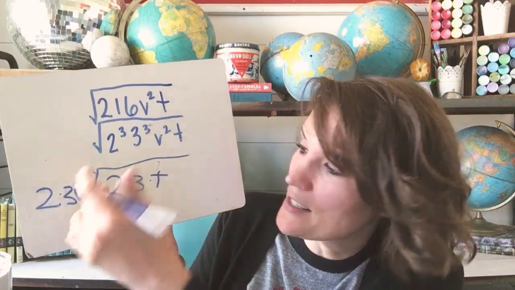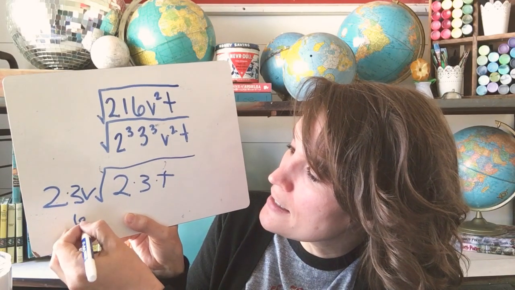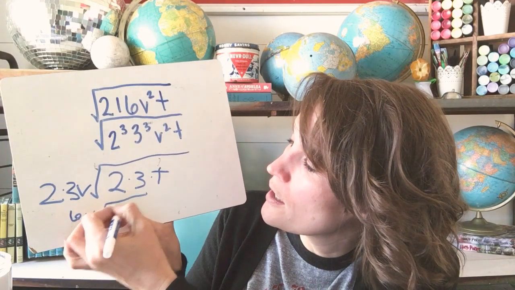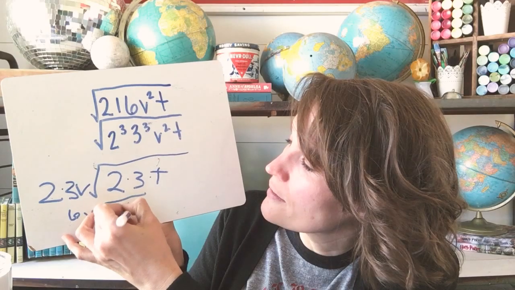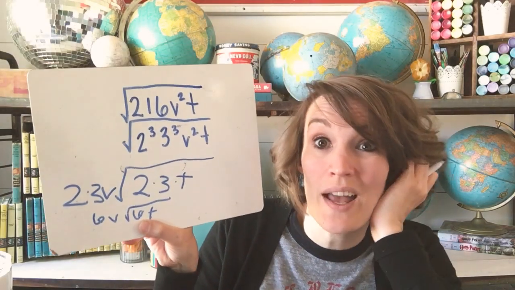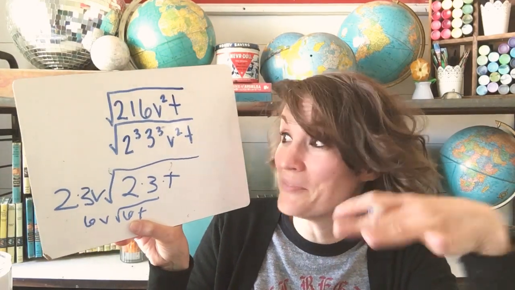So let's tidy some things up. 2 times 3 is 6, v root 6t. And that is what it simplified down to. Yay, us. All right, let's do one last one together. Let's make this one a good one.